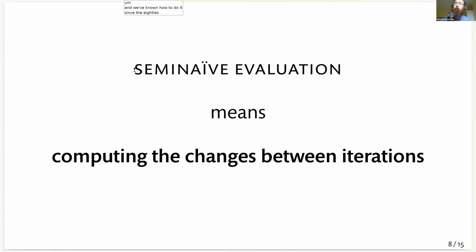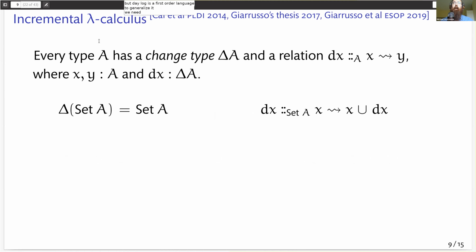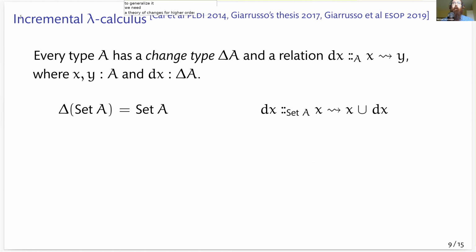But Datalog is a first order language. To generalize it, we need a theory of changes for higher order languages. And so to do that, I'm going to build on prior work on something called the incremental lambda calculus. As we've applied the incremental lambda calculus in Datafun, what it means is that every type gets associated with a type of changes, delta A, which represent the possible changes to values of type A. And to formalize this, we give a little relation that says the change dx of type delta A turns the base point x of type A into the output, the updated point y of type A.